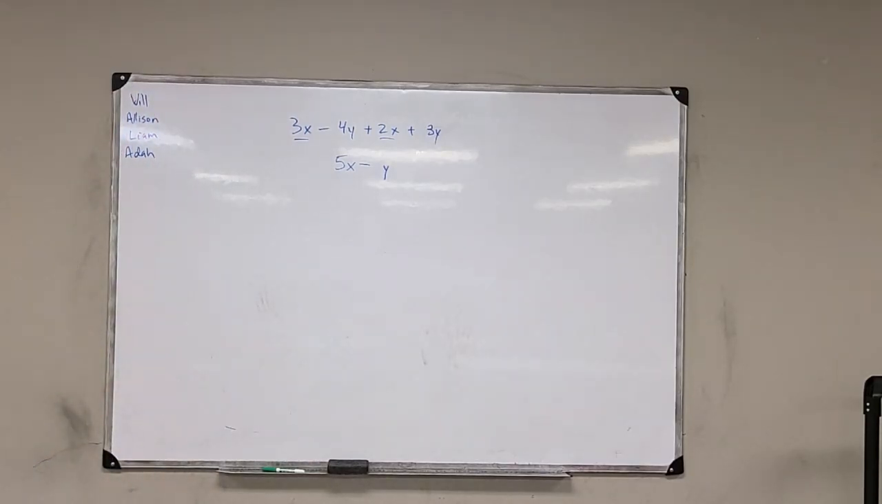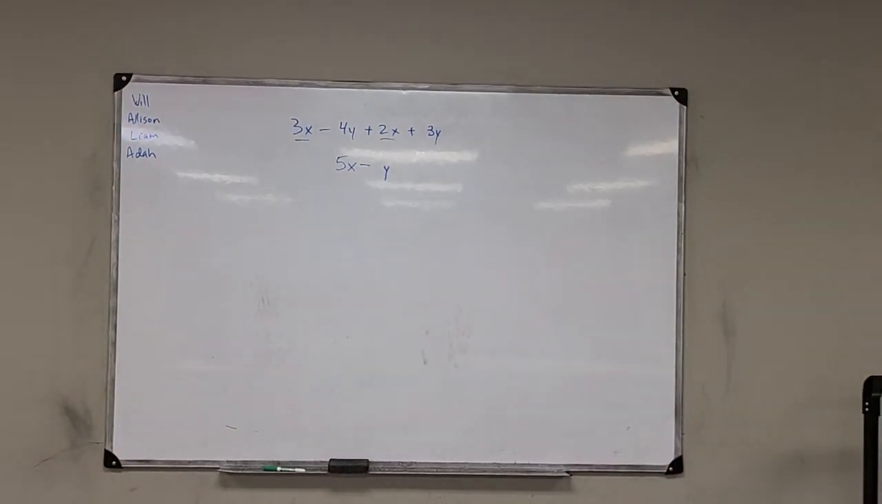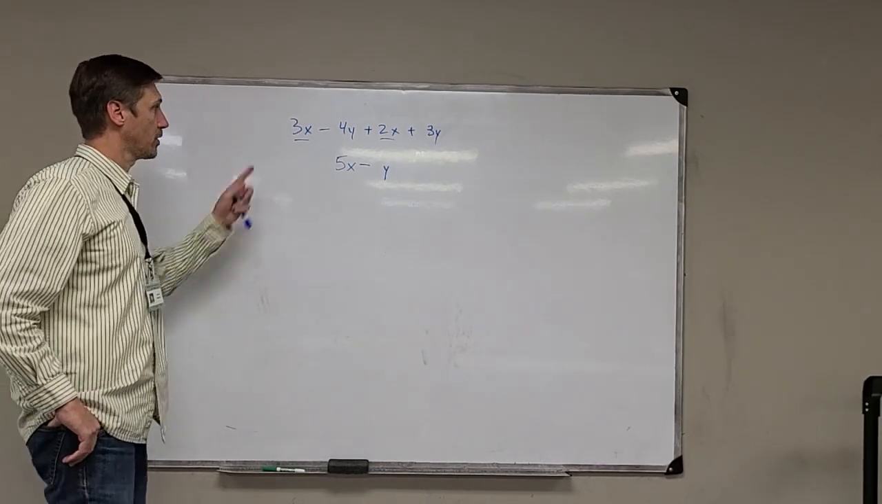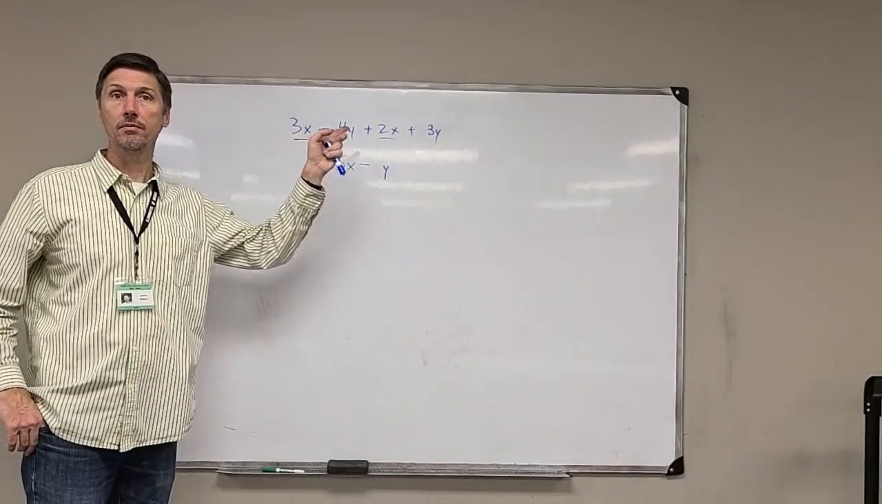So basically, whatever the variable is, the terms that have the same variable are the ones you're going to do the addition or subtraction to. Yep, for the coefficients of those variables, right? The coefficients are the numbers in the front, all right?